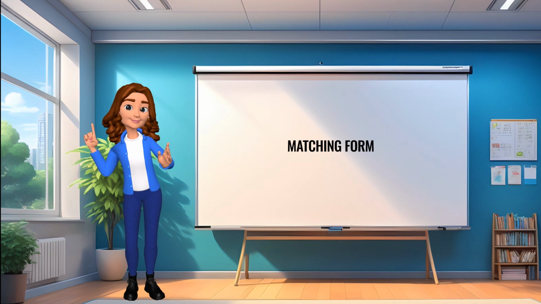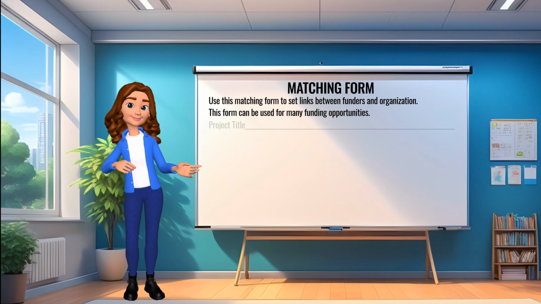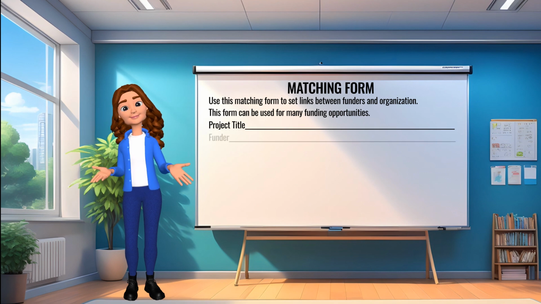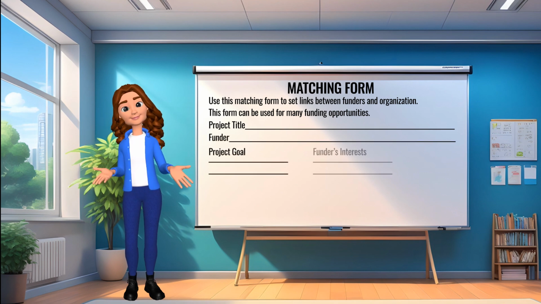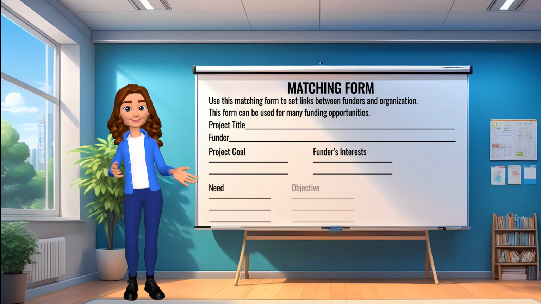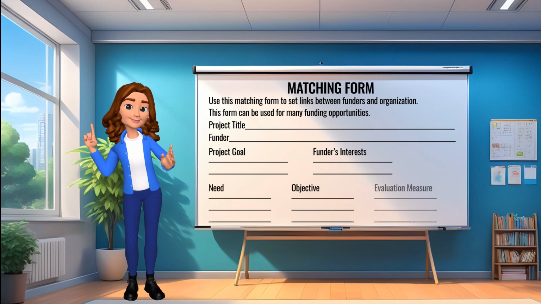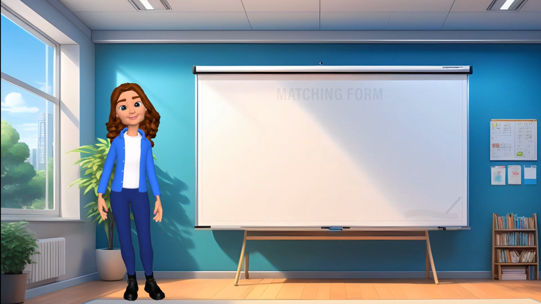Matching form. Use this matching form to set links between funders and organization. This form can be used for many funding opportunities. Project title. Funder. Project goal. Funder's interests. Need. Objective. Evaluation measure.